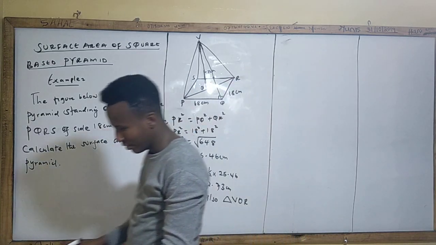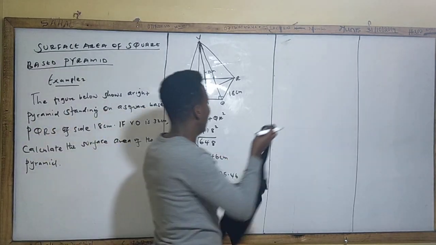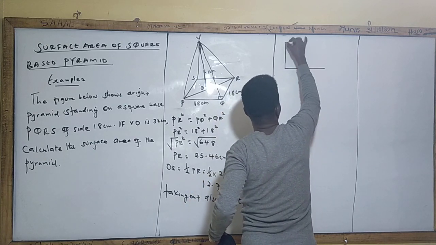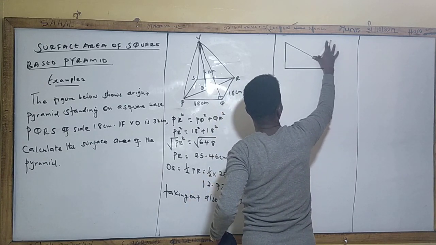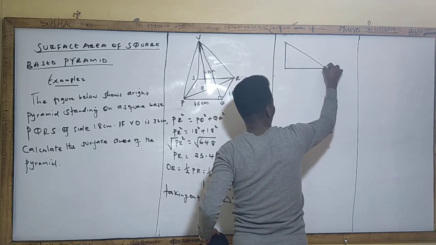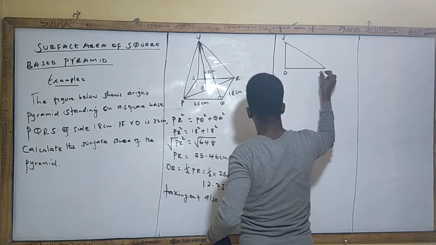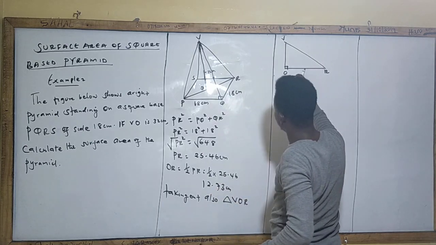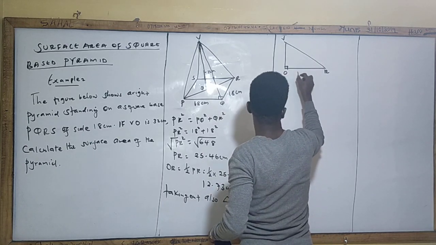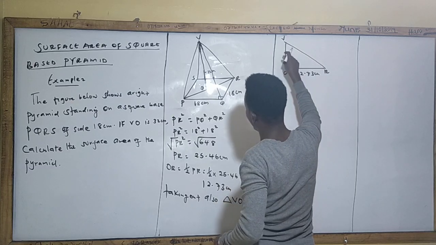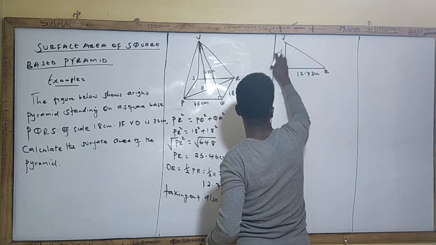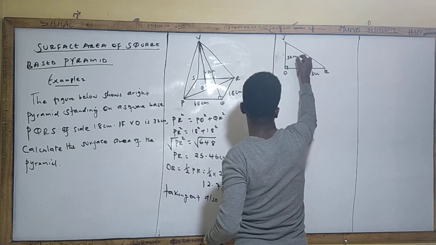We must draw something very smart here. So let's say this is VOR. Here I have the base, 12.73 centimeters, and the height is 32 centimeters. Let me write it here. This is 32 centimeters.